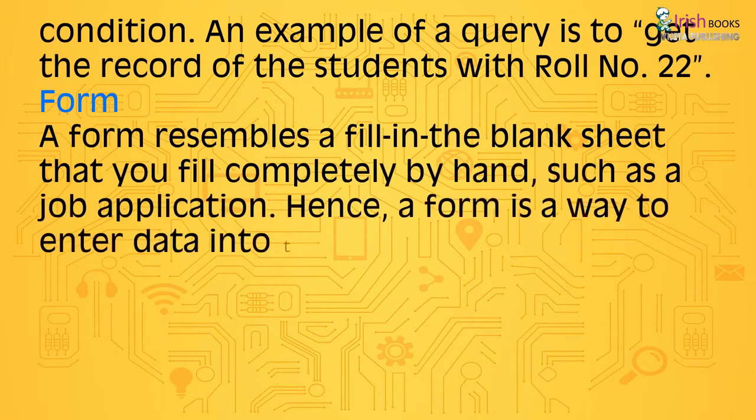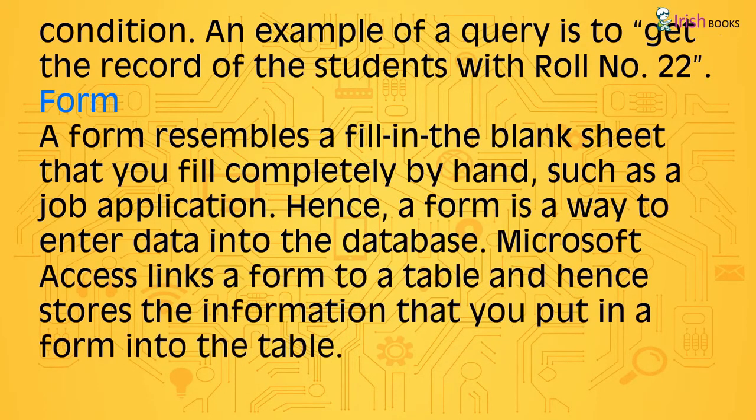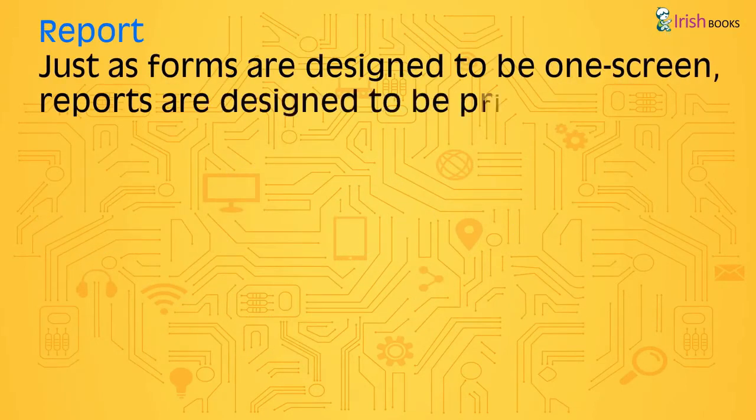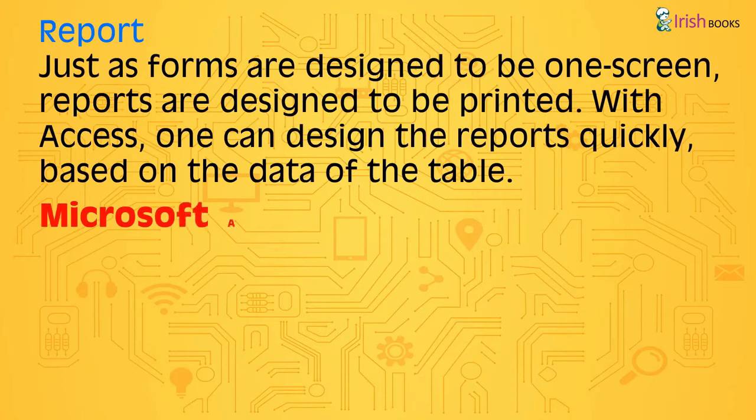Form. A form resembles a fill-in-the-blank sheet that you fill completely by hand, such as a job application. Hence, a form is a way to enter data into the database. Microsoft Access links a form to a table and hence stores the information that you put in a form into the table. Report. Just as forms are designed to be one screen, reports are designed to be printed. With Access, one can design the reports quickly based on the data of the table.